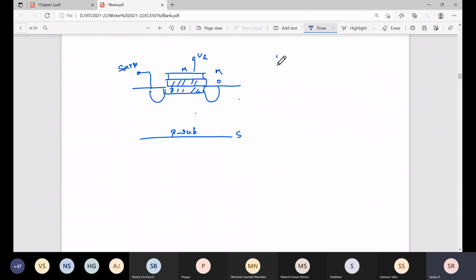When the current will come, VGS greater than VT. Am I correct? That means by default some inversion layer is there. Is it understandable, what I'm saying? Some channel will be there.